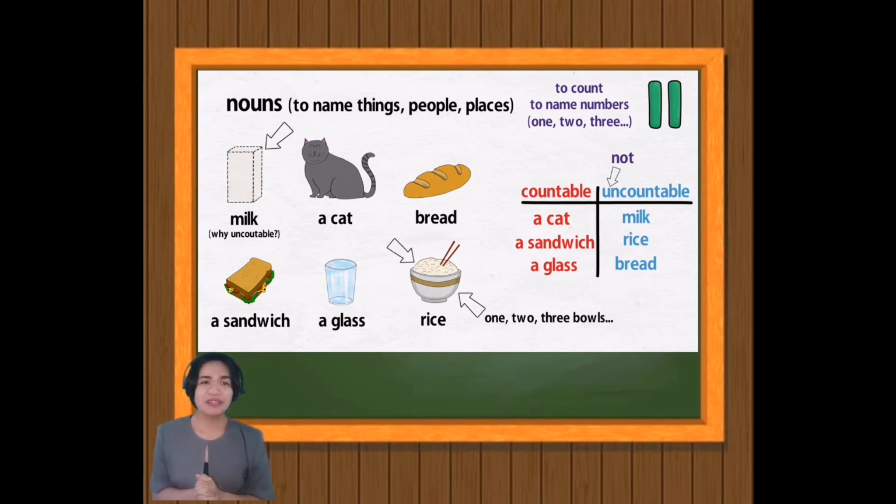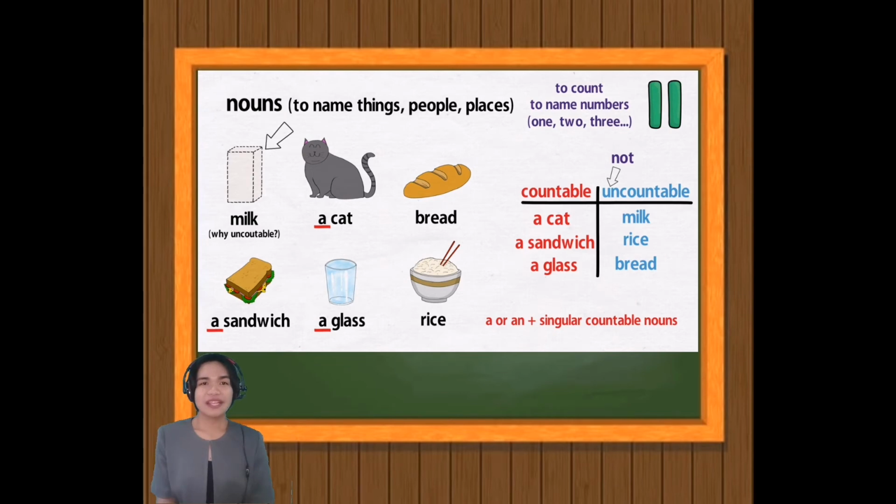Notice also that singular, countable nouns have a or an in front of them. In this case, we only have a because none of the countable nouns start with vowels. If you are not sure what I mean by that, you can visit our previous lesson for further explanation and understanding.